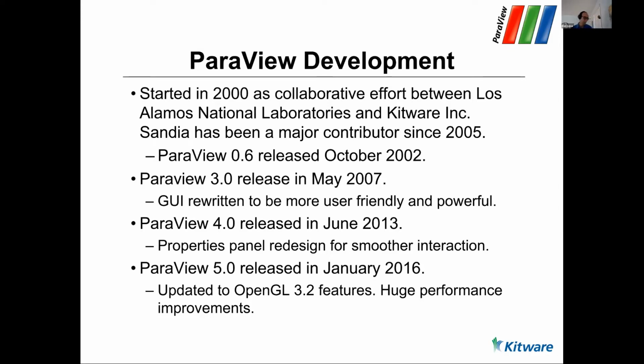So right now, all the interface that you see for filters, that is for the processing of your data, that interface is generated using an XML description. So no code is needed. That makes it easy to add filters and makes it a lot easier to write plugins as well. For ParaView 5 in 2016, we upgraded to OpenGL 3.2. So we've seen a large improvement in rendering performance.